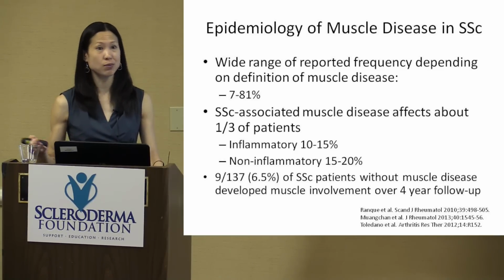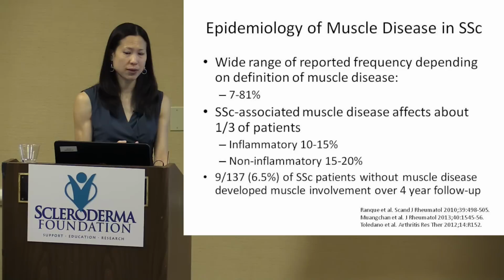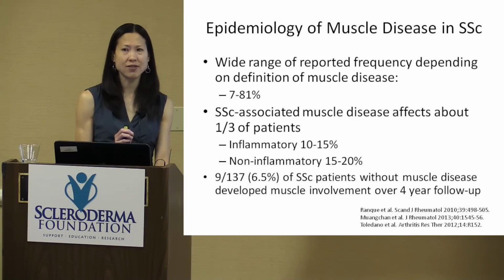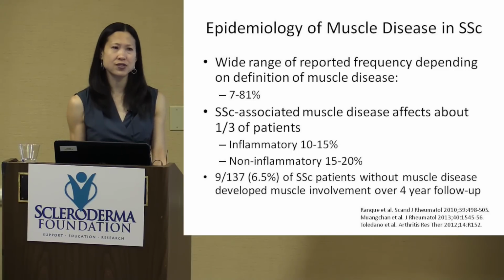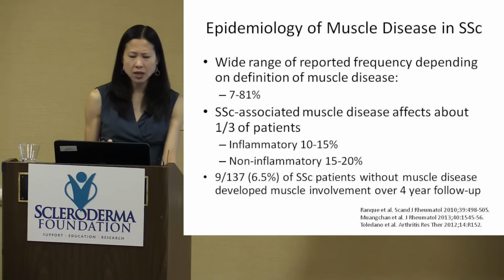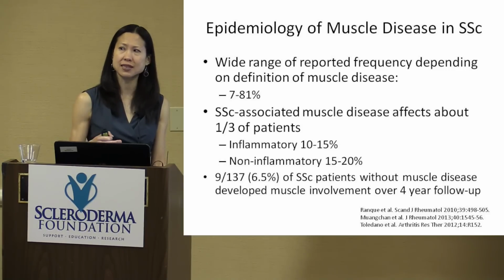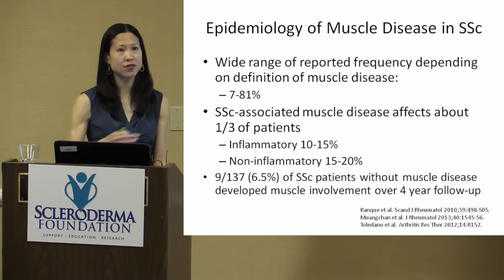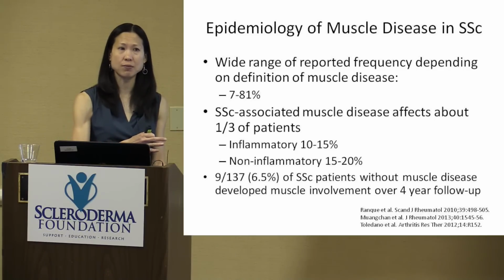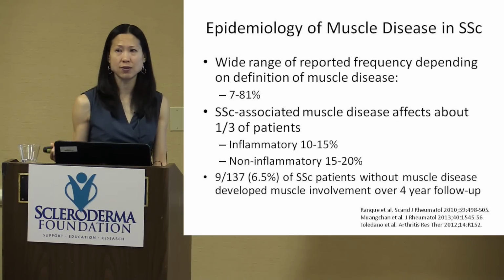So this could be defined as muscle weakness, it could be defined as elevation of muscle enzymes in your bloodstream, or inflammation on muscle biopsy. I think in general, when you look for evidence of muscle inflammation, about 10 to 15% of patients have actual muscle inflammation, and probably another 15 to 20% have non-inflammatory muscle disease related to scleroderma. In one study looking at the incidence of muscle disease in scleroderma patients, they looked at 137 patients and followed them over time. At baseline, none of them had muscle disease. And over 4 years of follow-up, 9 of them, or about 6.5%, developed muscle disease over time.